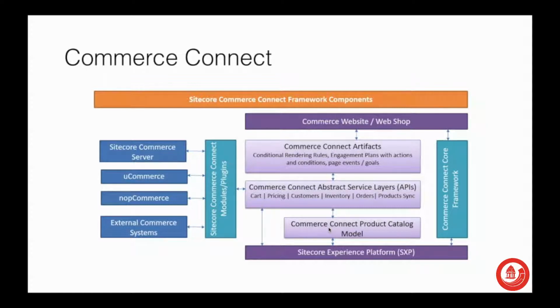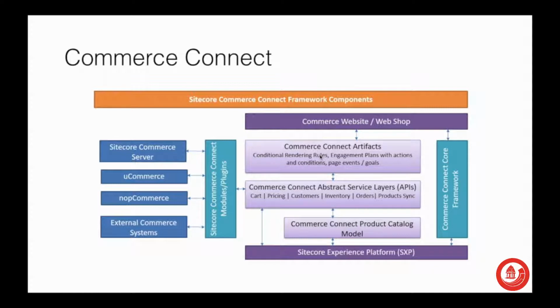And then you have the Commerce Connect abstract service layers. You have the cart, pricing, customers, inventory, orders, and then you have the API for product synchronization. And Commerce Connect by default ships with the marketing related stuff like conditional rendering rules, engagement plans with actions, and page events or goals. So these are some of the pre-built analytics related stuff.